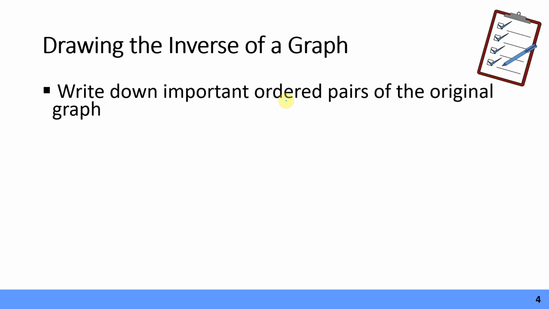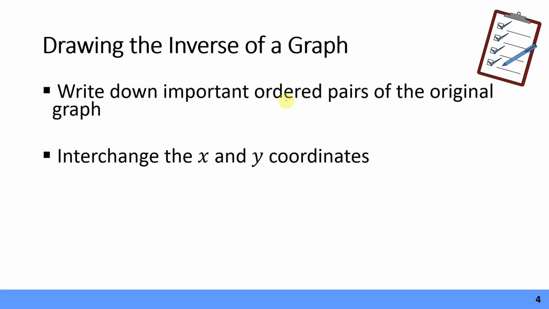And by important, I mean ordered pairs that are in the graph or that are pretty ordered pairs, such as 2, 3 or 5, 7, not ugly ones like an ordered pair that falls between 2 numbers and has a decimal. So we're going to choose important and pretty ordered pairs. Once you create all your ordered pairs, all you're going to do is just interchange x and y. And that's pretty much what inverse is. You interchange your x coordinates and your y coordinates.